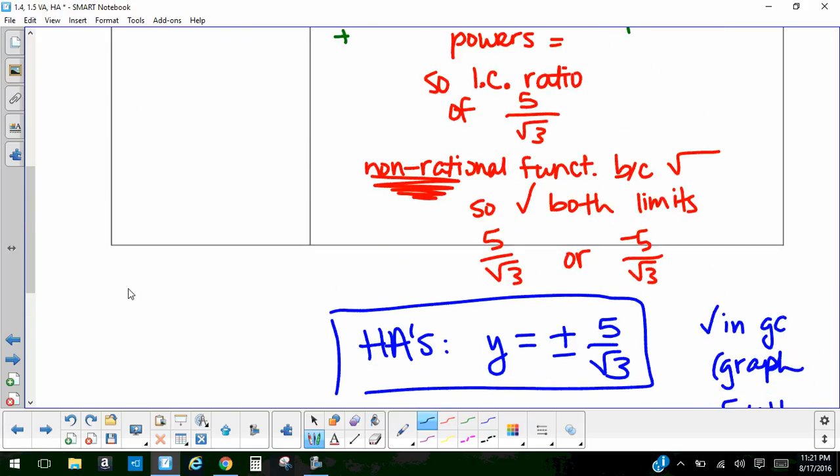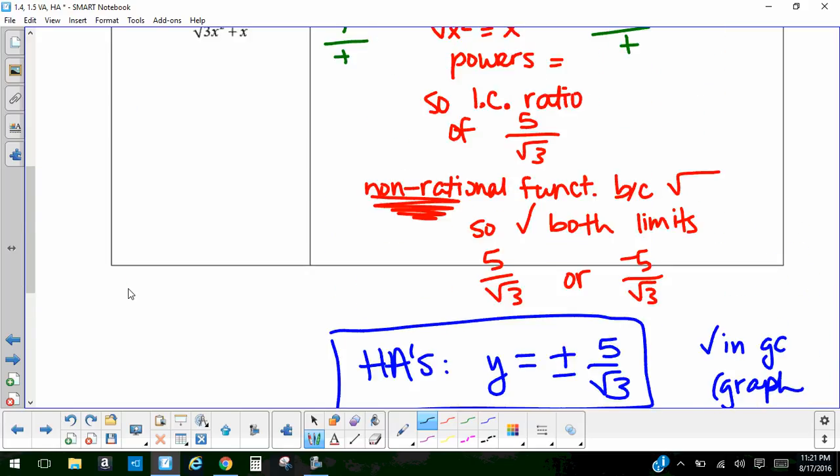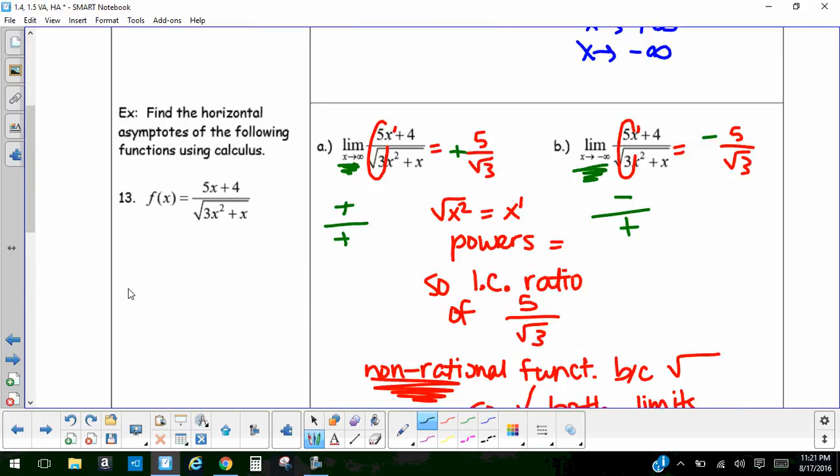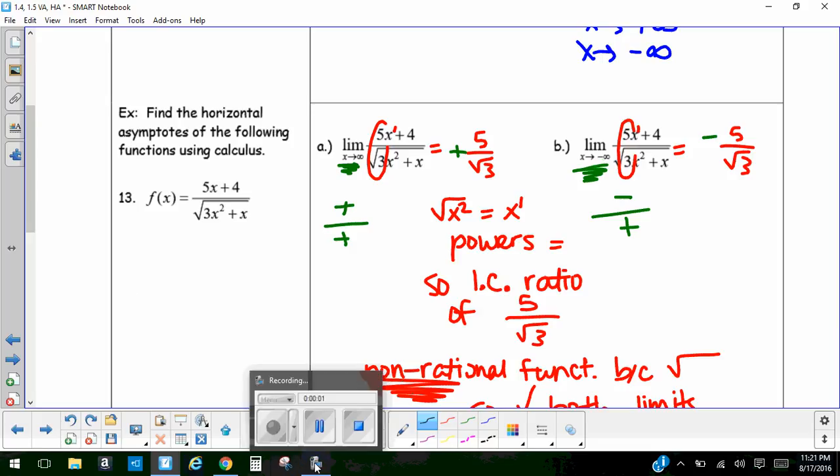Okay, so that finishes up calculus-wise how we know about horizontal asymptotes. We have two limits to check, and then when we have non-rational functions with square roots or fraction powers, then we really have to think through because it's possible to have several horizontal asymptotes. All right, this is everything for homework 2.